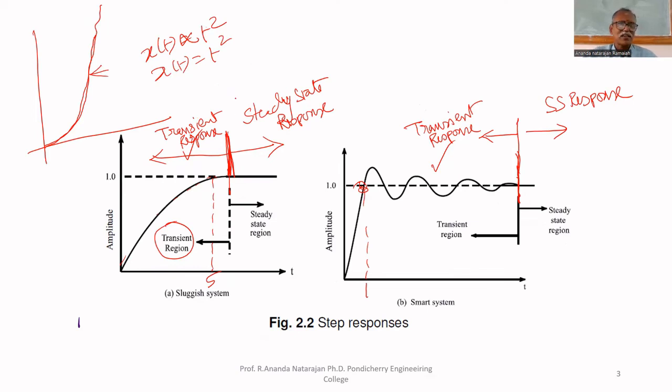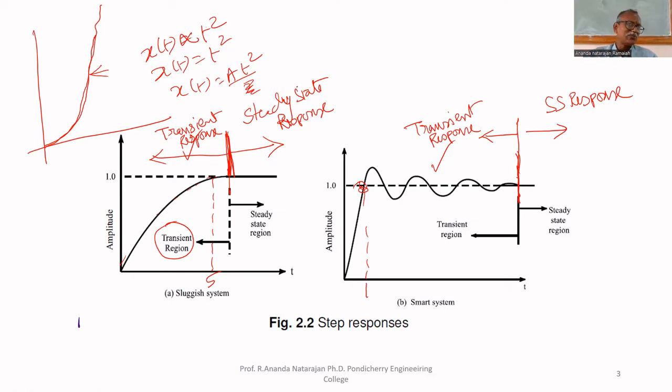X of t equal to a t square means parabolic signal of magnitude a. Normally, to have a convenient discussion among time domain and frequency domain, we will take a by 2. If we take Laplace transform of a t square, you will get 2a by s cube... 2 upon s square you will get.